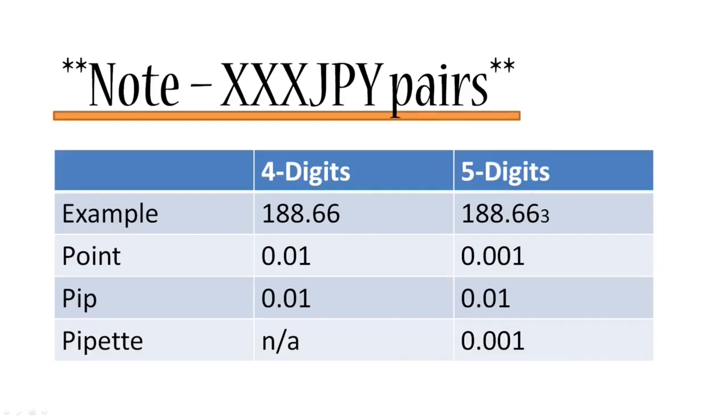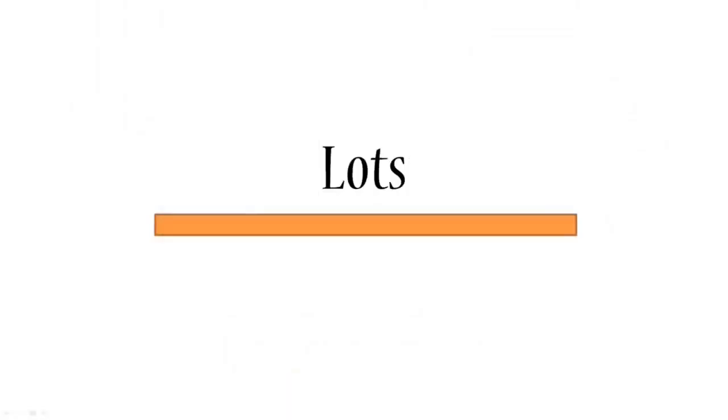And that's just been associated with the way the Japanese yen has historically been priced. For instance, right now, $1 American can buy you 118 Japanese yen.